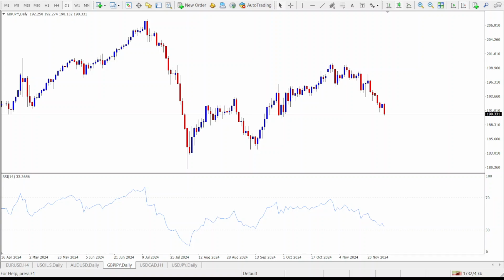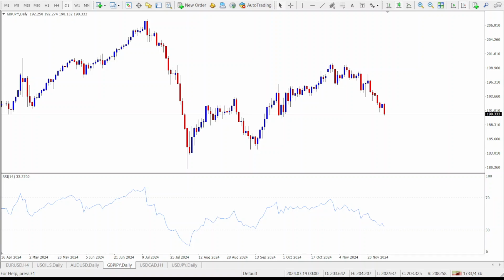So what exactly is the RSI crossover strategy? It's actually a pretty simple concept. Okay, the RSI crossover strategy is based on the idea of the RSI line crossing certain threshold levels, like the 70 or the 30. Okay, so these crossovers signal potential trend reversals or the continuation of the current trend.